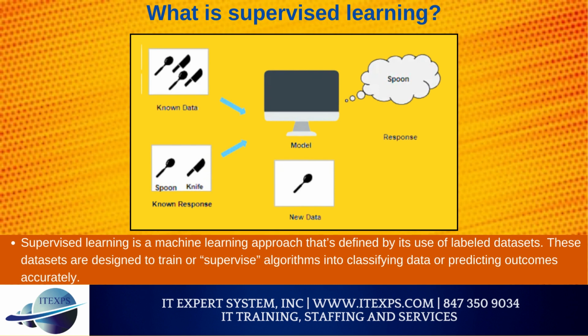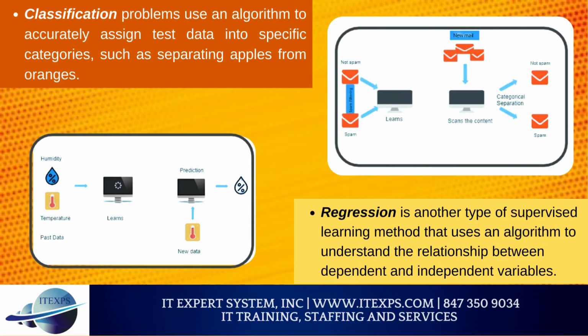Supervised learning can be separated into two types of problems when data mining: classification and regression. Classification problems use an algorithm to accurately assign test data into specific categories, such as separating apples from oranges. Or, in the real world, supervised learning algorithms can be used to classify spam in a separate folder from your inbox. Linear classifiers, support vector machines, decision trees, and random forest are all common types of classification algorithms.